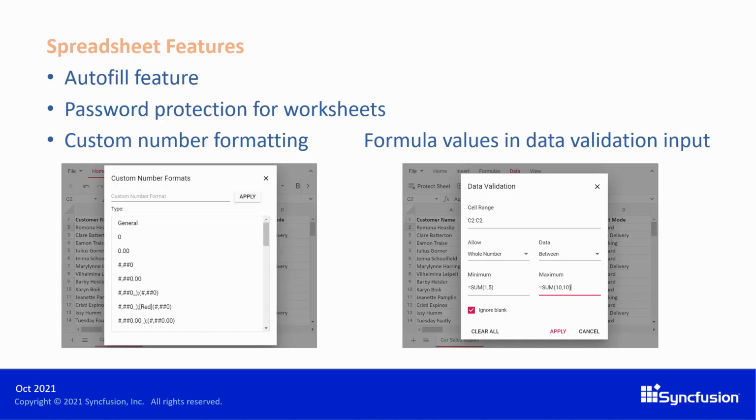So that's all about the feature updates for both Blazor and Essential JS 2 components of Syncfusion in this Volume 3 2021 release.